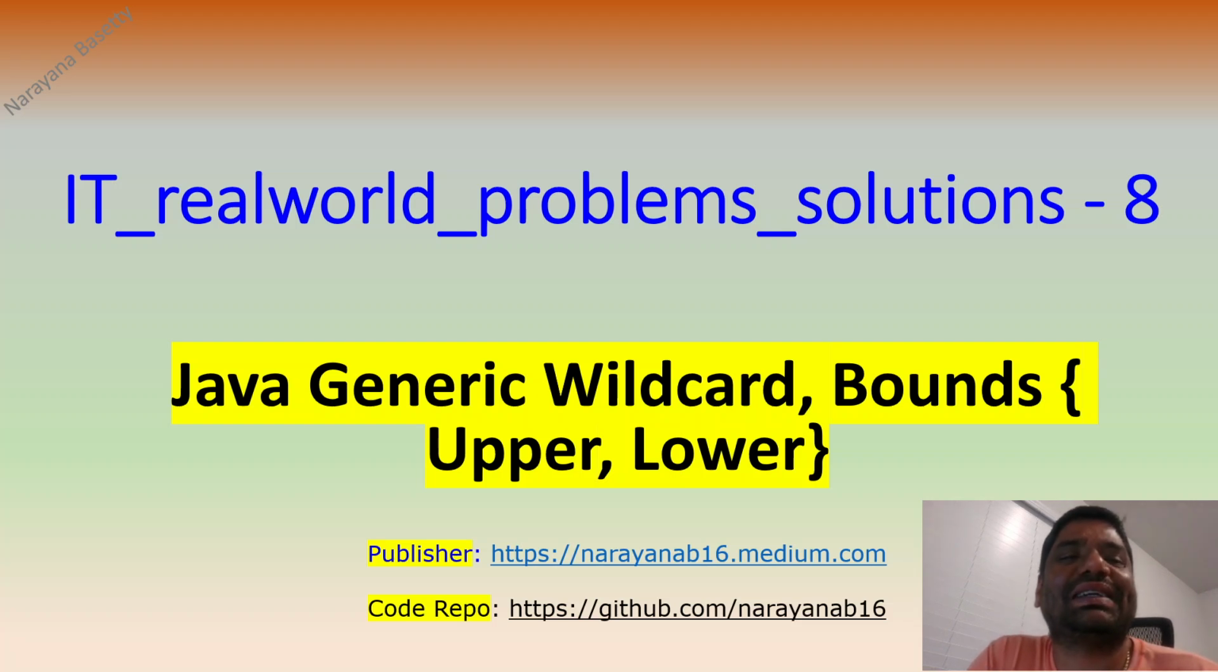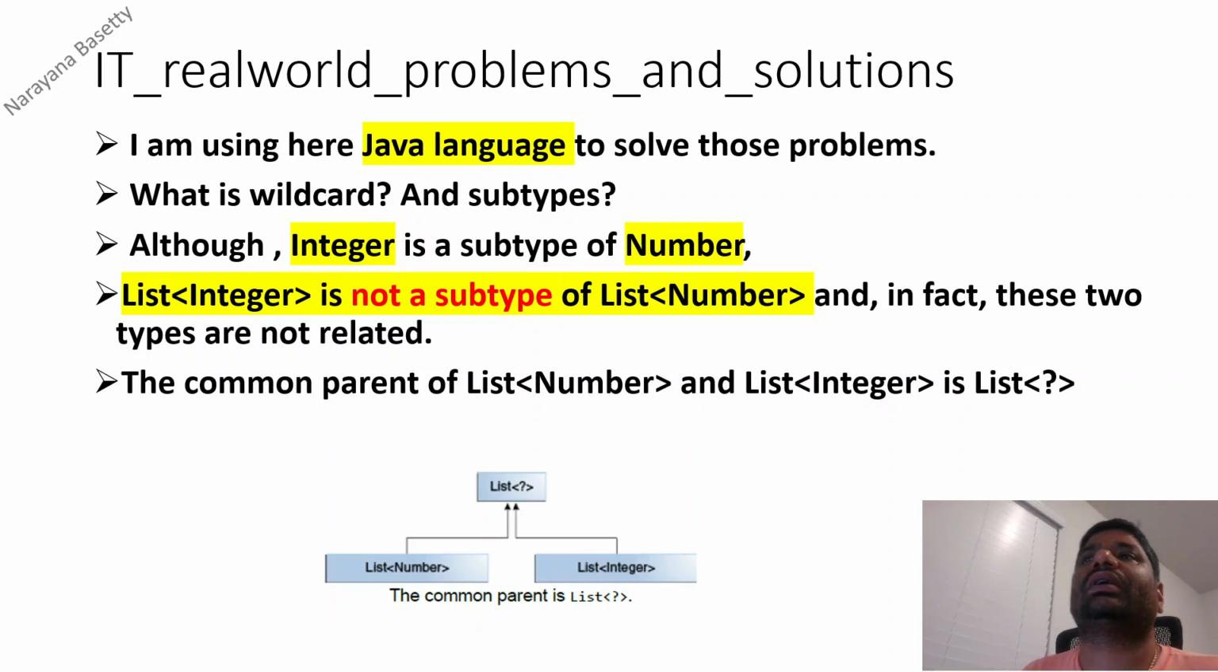Today I'm going to talk about Java wildcards and bounds. Bounds has been categorized into two formats, upper bound and lower bound. Let's jump in. As I said, I'm using Java as the language to do the labs. So what is a wildcard?